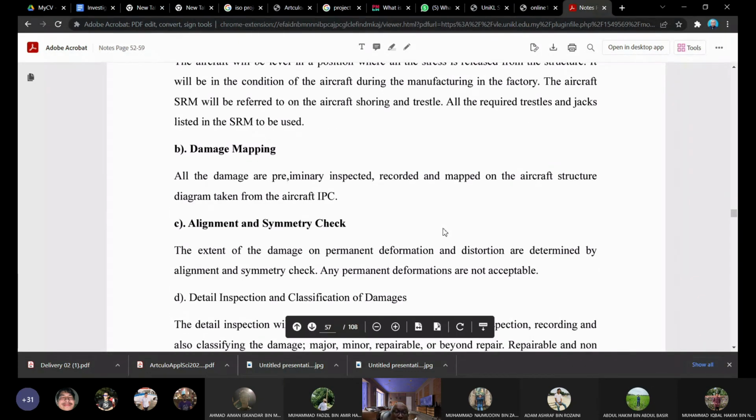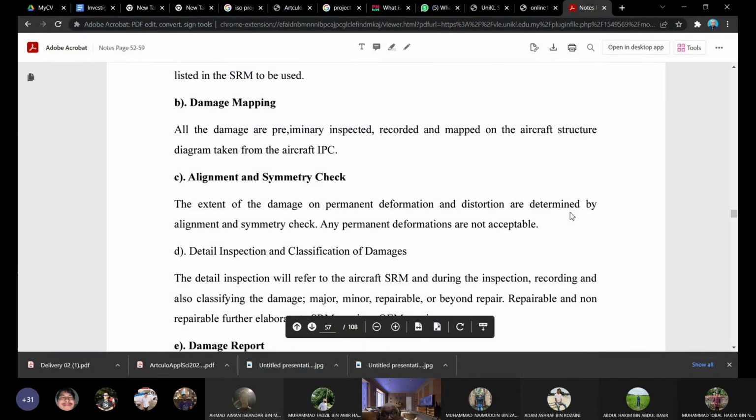Also, at the same time, we also need to see whether the damage is permanent, especially when the aircraft has been reported to experience heavy landing or turbulence. We want to see whether the aircraft is distorted or still remains in good condition. Because distortion is permanent deformation and that is not allowed in the aircraft structure, so we do alignment and symmetry check. There are drawings published by the OEM of the alignment and symmetry checkpoints for the purpose of this inspection.